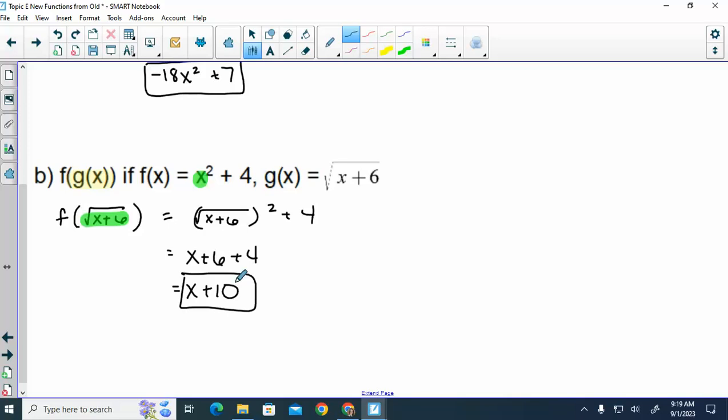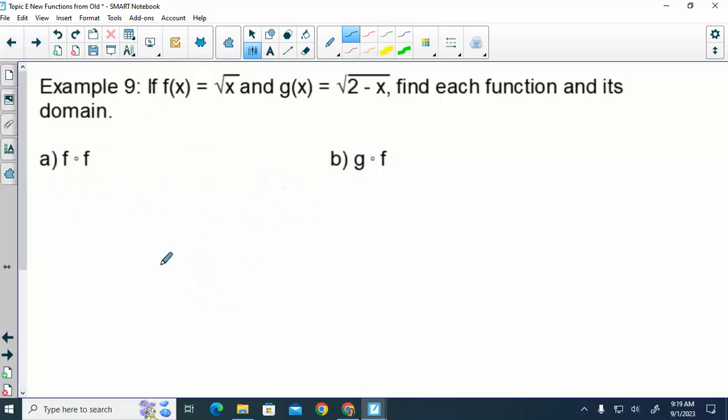Why don't you guys try the next two? Just do the compositions. We'll talk about the domains in a minute.